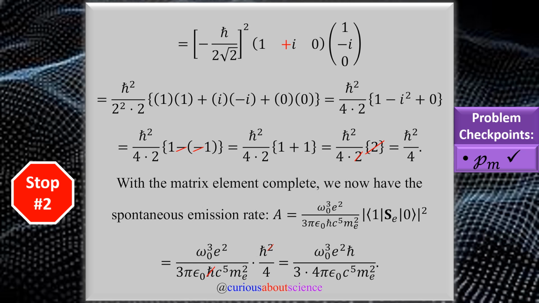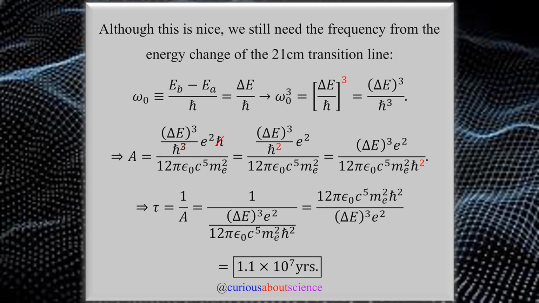The next big step here is to identify the omega, because that's where the energy is going to be given. Remember in the beginning of the chapter it was EB minus EA, right? So we're going to have that all over h bar. And from that, we can go ahead and simplify this and find a lifetime. So although this is nice, we still need the frequency from the energy exchange from the 21 centimeter transition line.